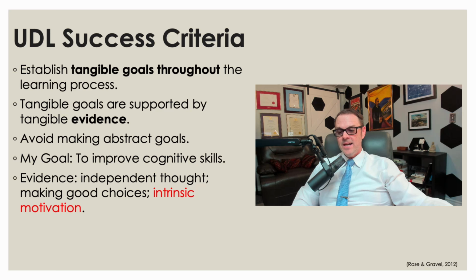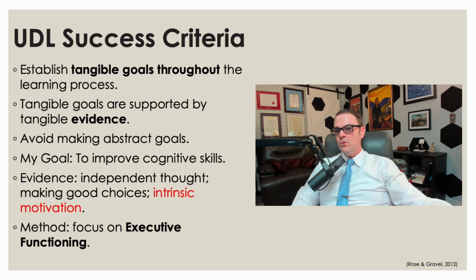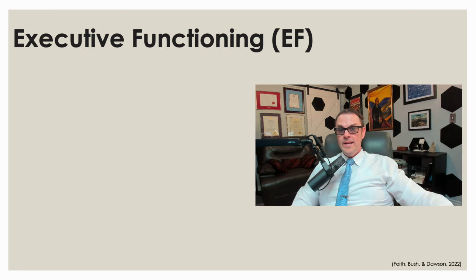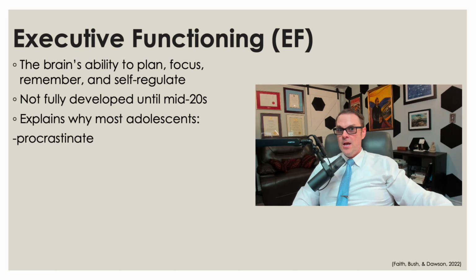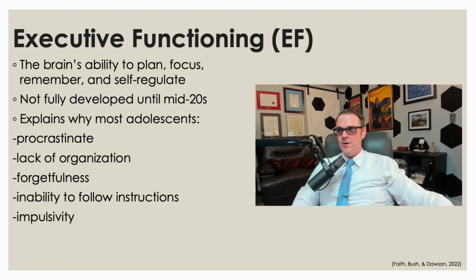And recently, I discovered an excellent way that I can improve my students' cognitive skills with direct instruction on executive function. So what is executive function? Executive function is the brain's ability to plan, focus, remember, and self-regulate. It is not fully developed until we're in our 20s, which explains why most adolescents procrastinate, lack organization, have forgetfulness, inability to follow instructions, impulsivity, rigid thinking, and poor goal setting.